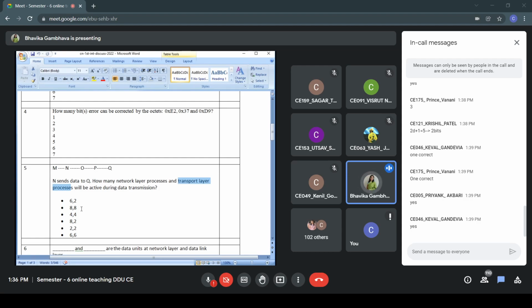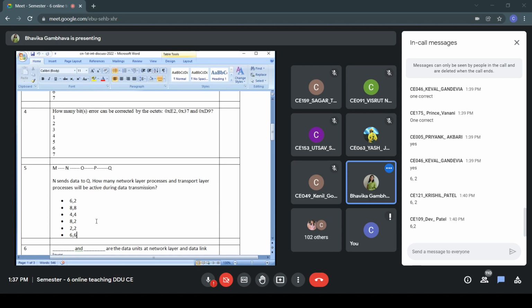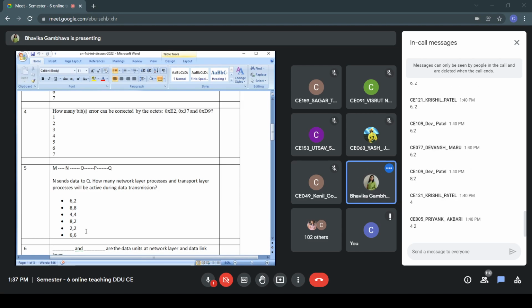What do you think will be the correct answer? Six and 2. Yes, and there would have been another correct answer as well if I had given that kind of option. Can you tell me what that would be? Not 8-2, Dev. No, not 8-2. 4-2. Yes. I hope Dev you understand, right? Because on the transmitter there will be only one process, at the receiver only one process. While at the routers, depending on how we pursue, 1 or 2 processes for the transmission and reception.